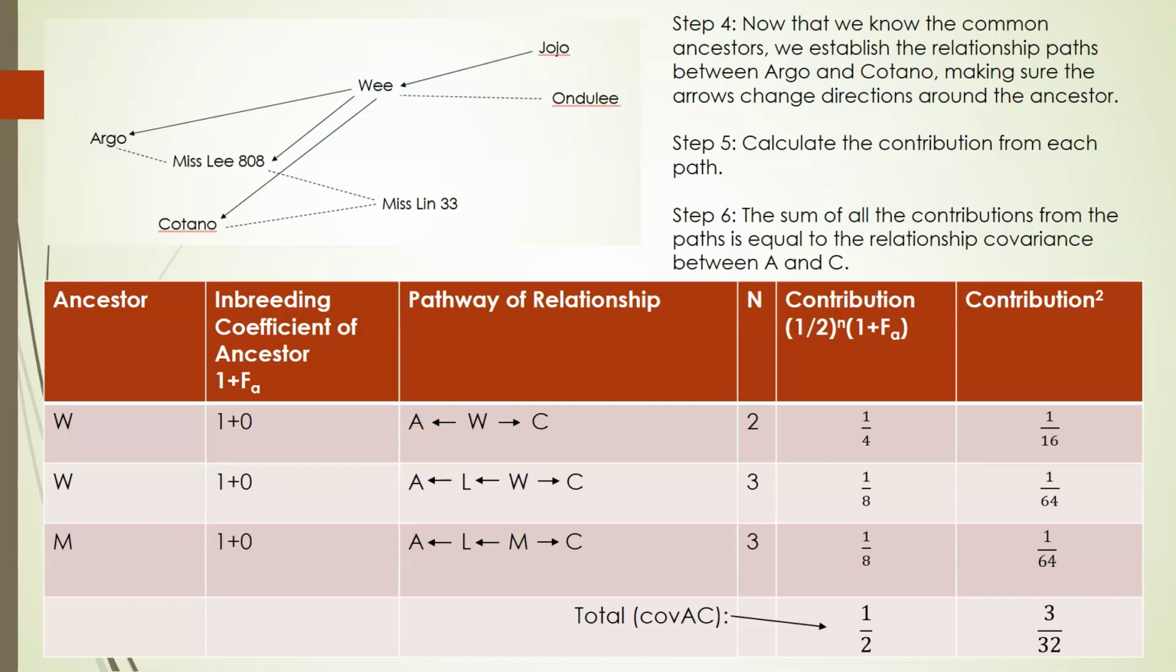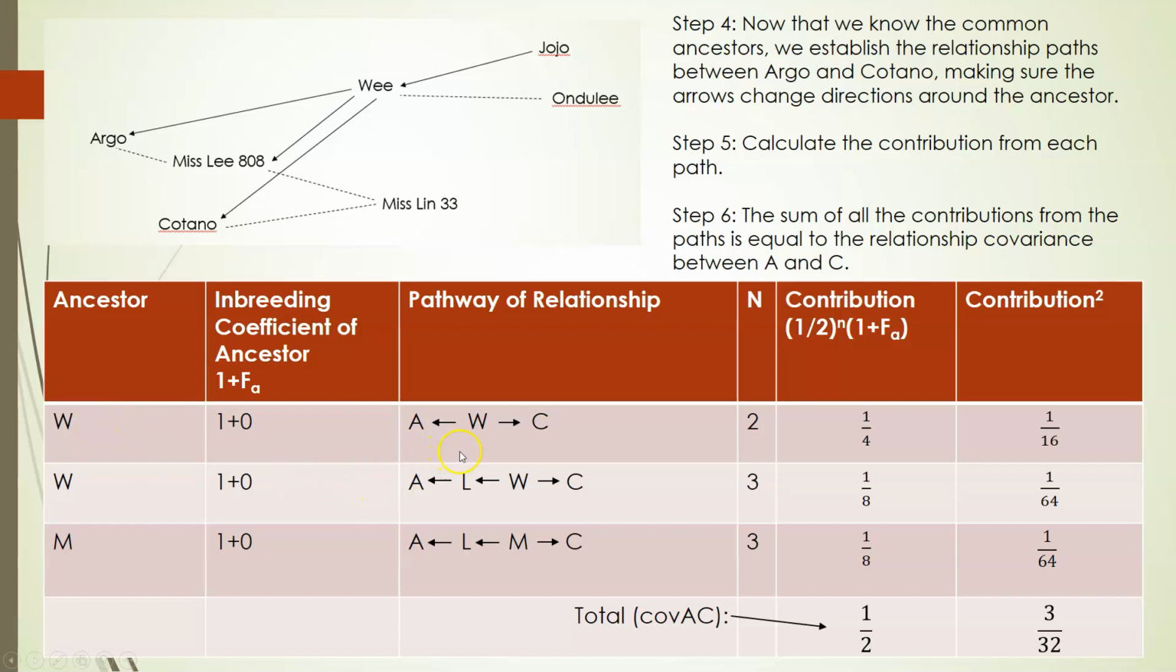The next step is, once we know what the common ancestors are, we establish the relationship paths between Argo and Catano, because remember, we're finding the relationship between A and C. This is basically showing you how they are related. Over here we have the ancestor, which is W. This is the pathway of how they are related: A goes to W and then back to Catano. You'll notice that the arrows switch directions at the common ancestor, so arrows should switch directions right here, at whatever letter is listed here.